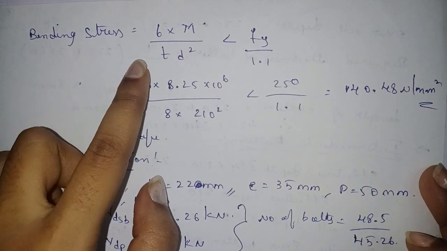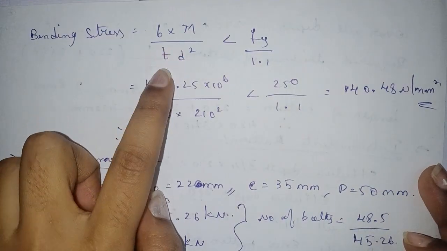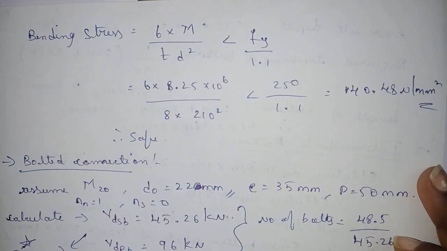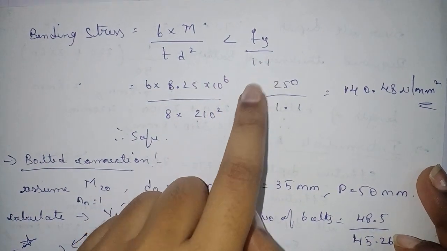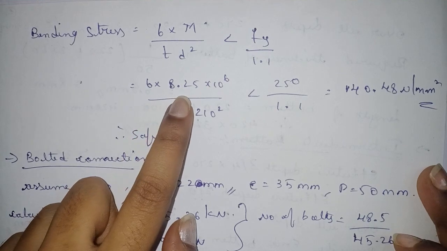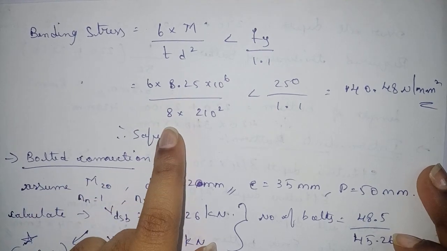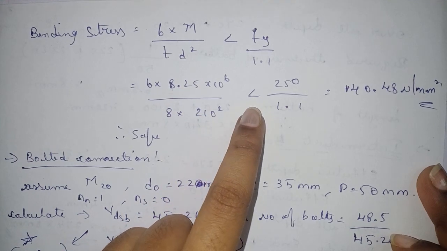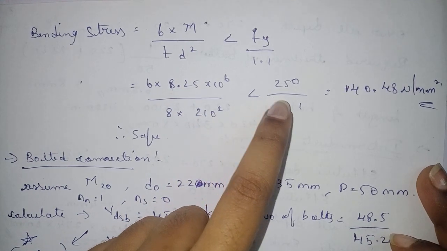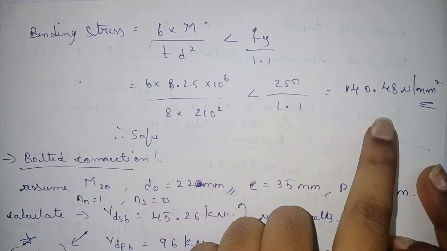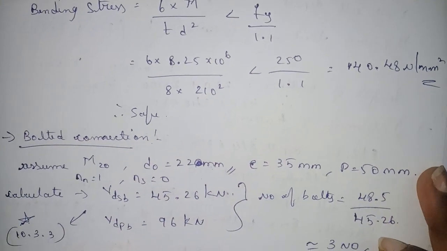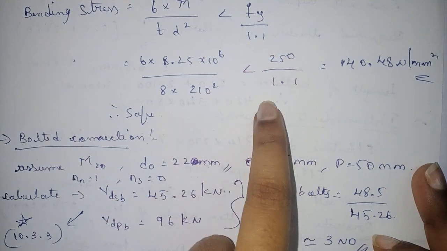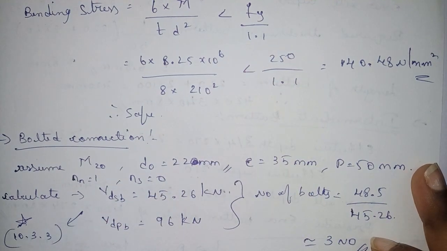Next we'll go for the bending stress. 6 into M divided by T into D square. That should be lesser than Fy divided by 1.1. 6 you know, M you have already calculated. Thickness is 8. D is effective depth of intermediate, and it should be lesser than 250 divided by 1.1. You calculate this, you will get 140.8. It should be lesser than this, so it is safe.